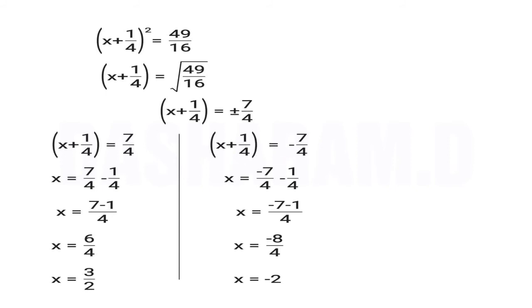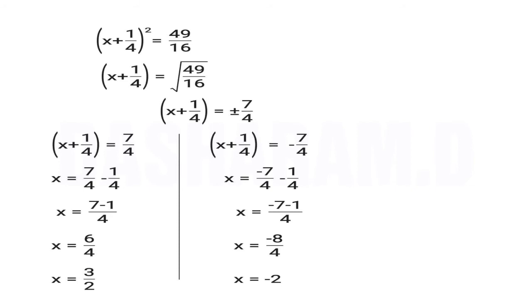So let us simplify the left side part. So x = 7/4 − 1/4. This + 1/4 is transposed to the RHS side. So the denominators are the same. So then (7 − 1)/4. 7 minus 1 is 6, 6/4. 6/4 is 3/2. So the first root is 3/2.